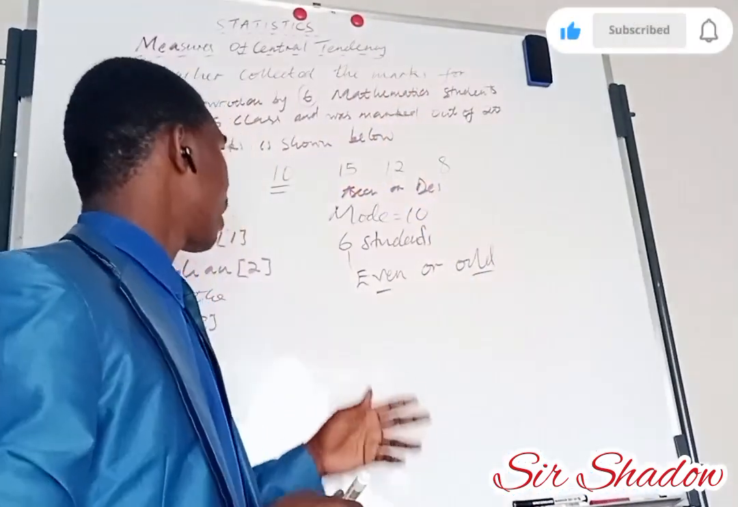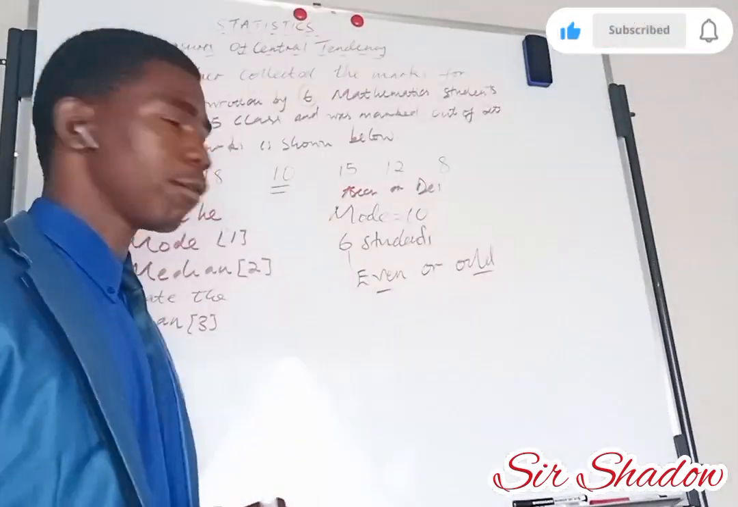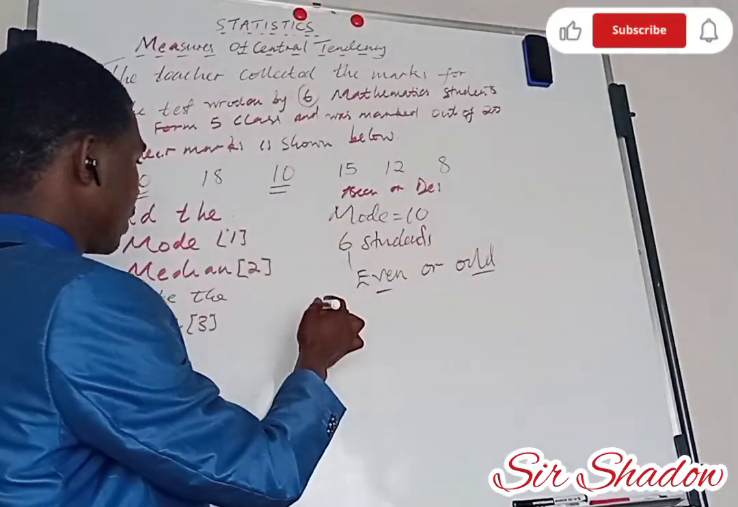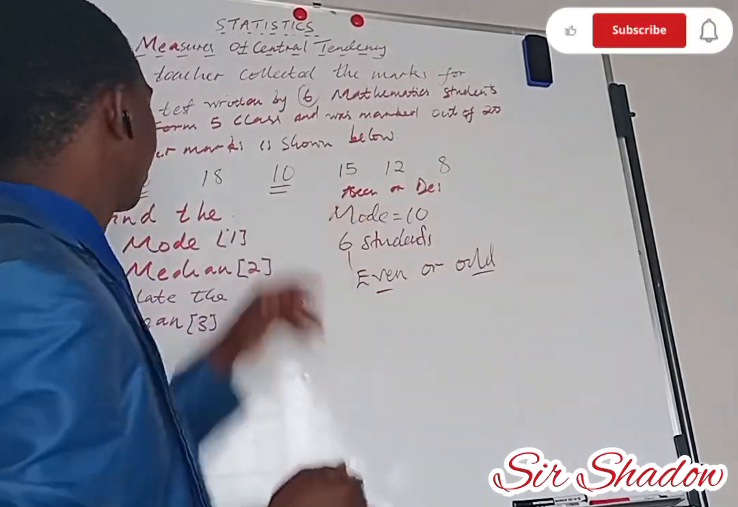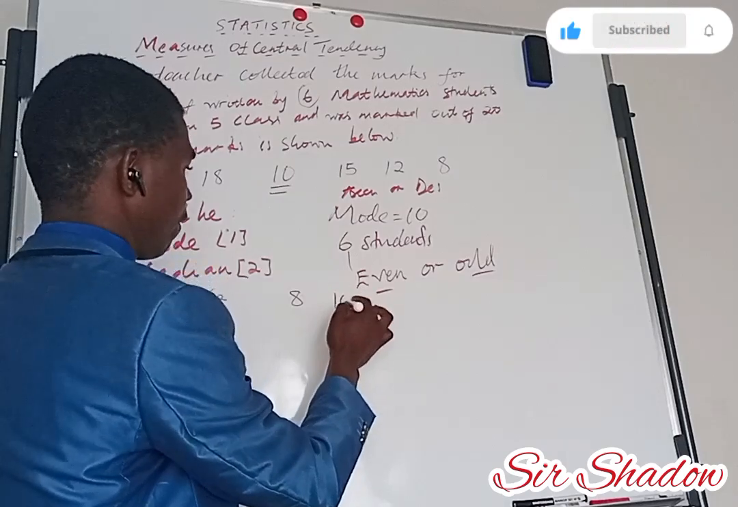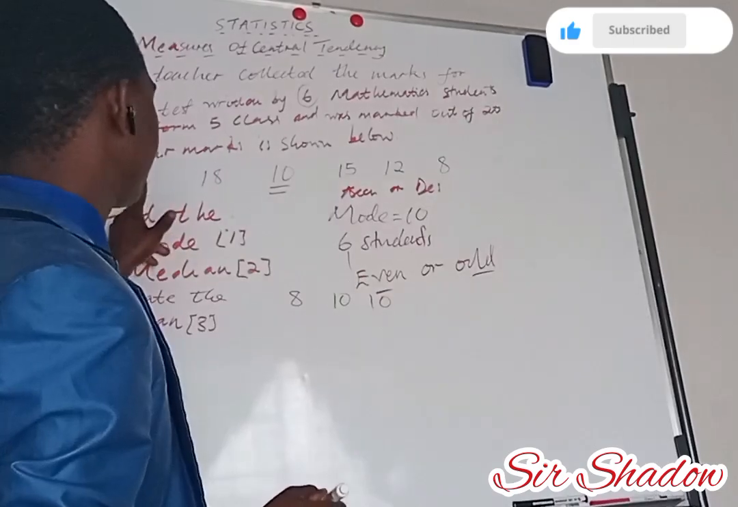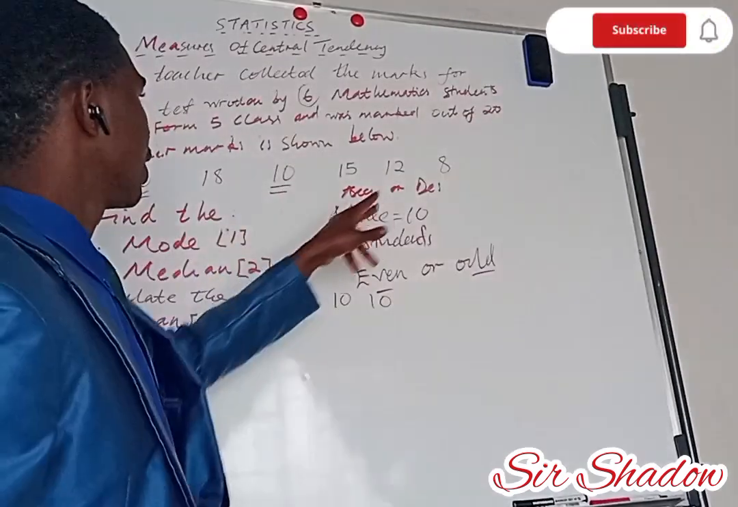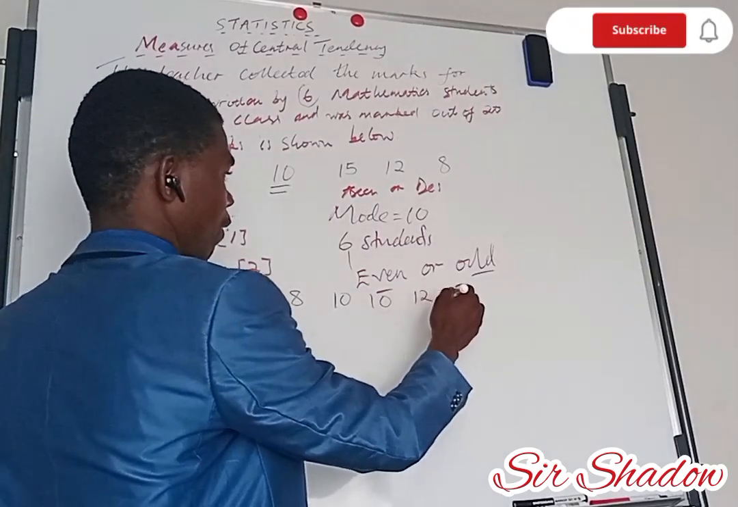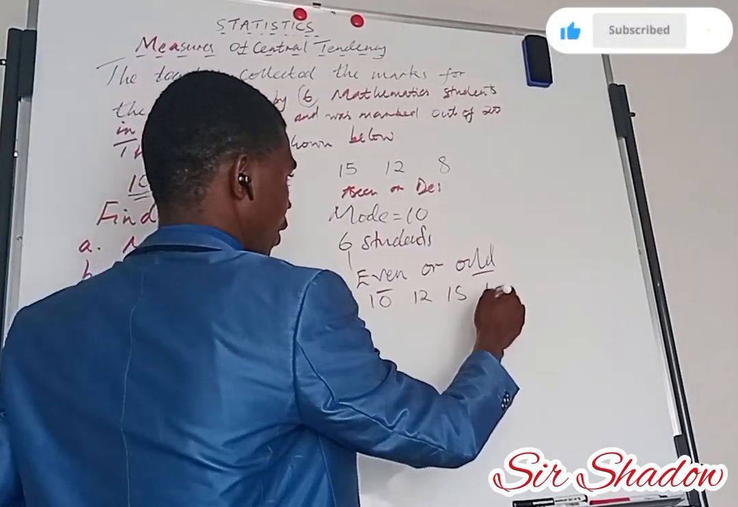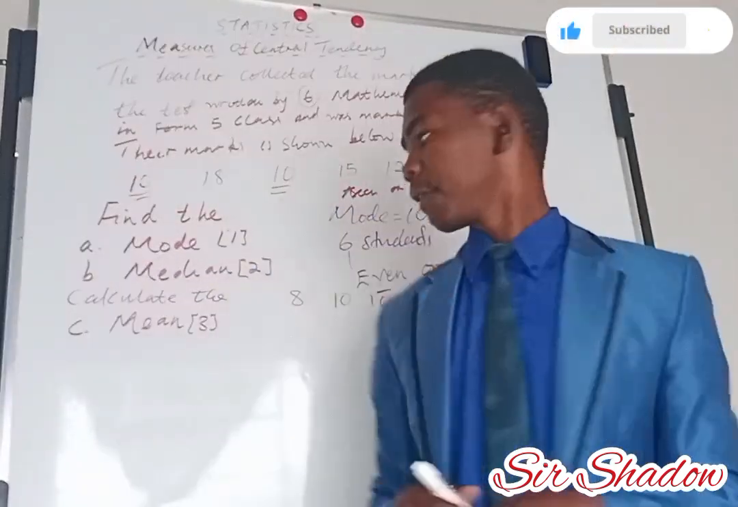So let's use ascending order, where you start with the smallest value. Which one is the smallest value from this given data? We have 8. So 8 is the smallest value. After 8, followed by 10, 10, then we have 12, 15, 18. So from these, we have 6 students.